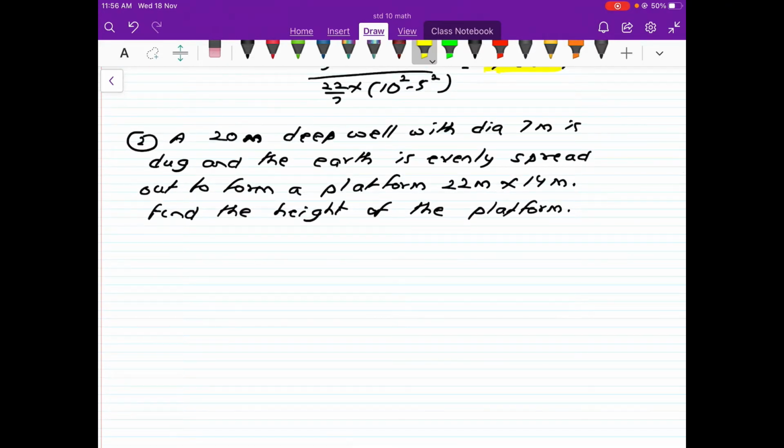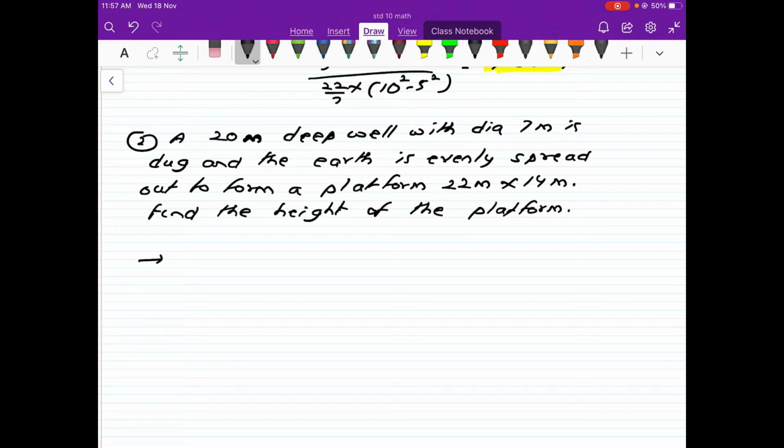Now we'll do one more sum. A 20 meters deep well with diameter 7 meters is dug. So the diameter is 7 and the depth is 20 meters, and the earth is evenly spread to make a platform. Now the platform here is a cuboid, a rectangular platform, and the length and breadth are given as 22 into 14. We have to find the height.